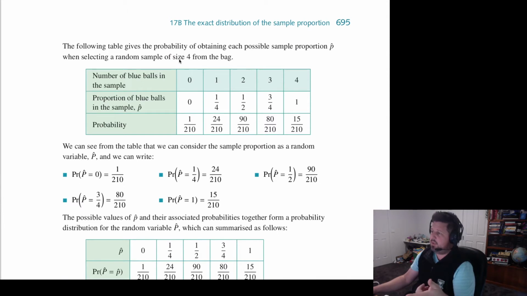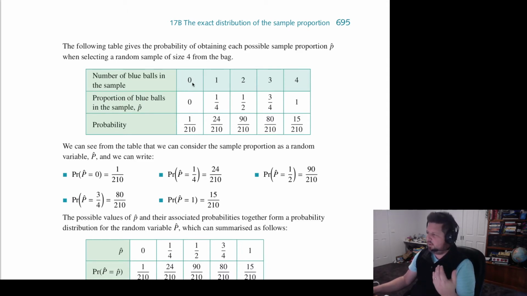Now again, once you've got that happening, you could come up with the following table. This table here gives the probabilities of obtaining each possible sample proportion, P hat, when selecting a random sample of size 4 from the bag. So again, the number of blue balls in the sample could be 0, 1, 2, 3, or 4. It says here the proportion of balls in the sample, which is P hat.